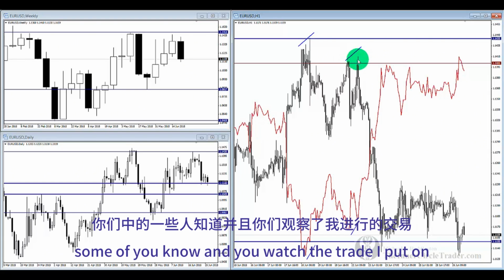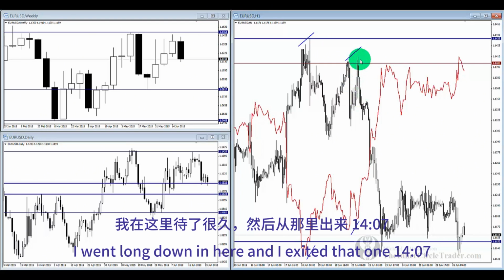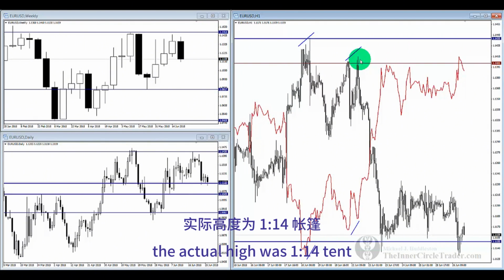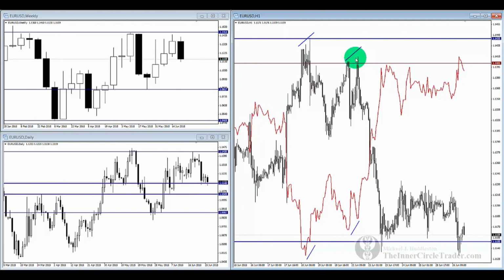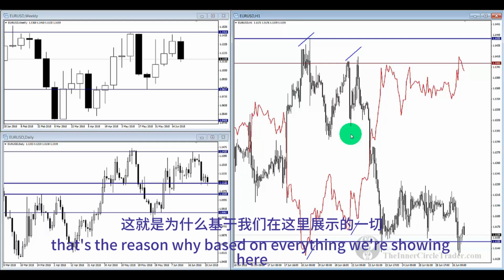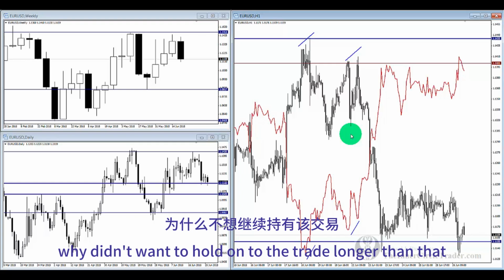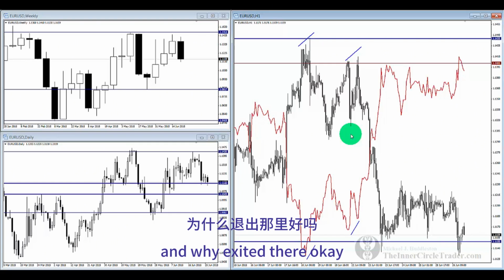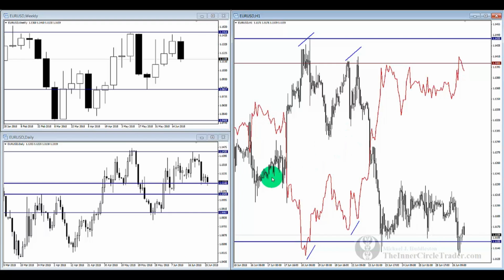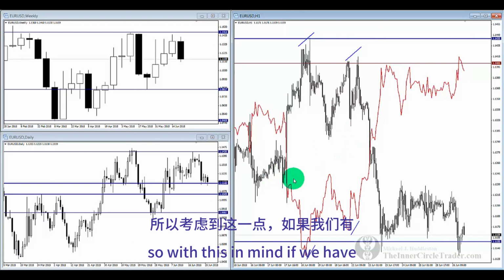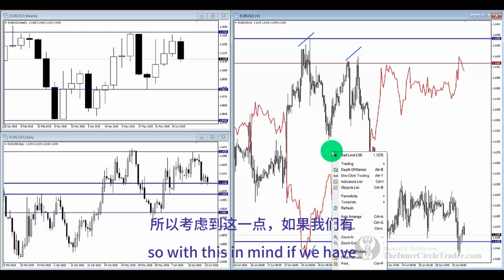Some of you know, and you watched the trade I put on. I went long down in here and I exited at 114.07. The actual high was 114.10. That's the reason why, based on everything we're showing here, that was the premise why I didn't want to hold on to the trade longer than that and why I exited there. Okay.